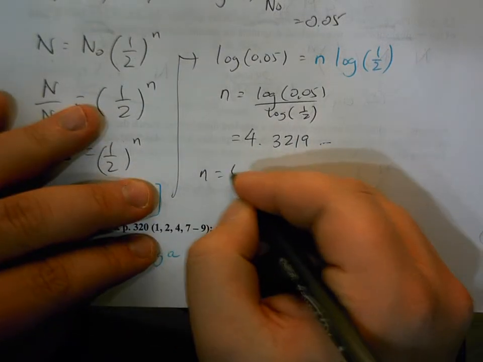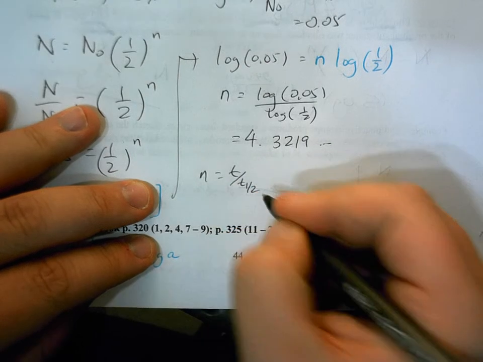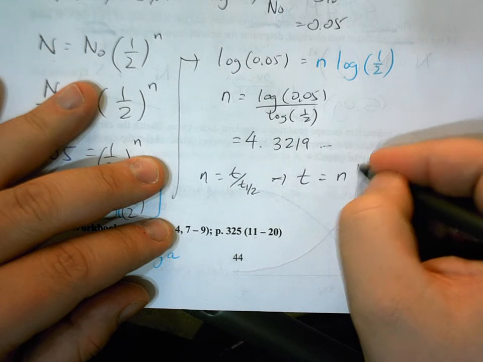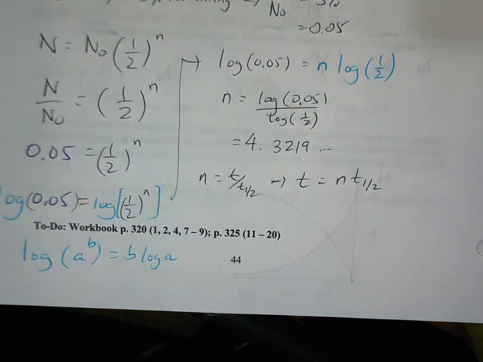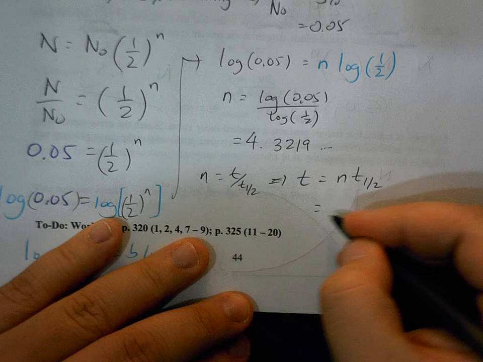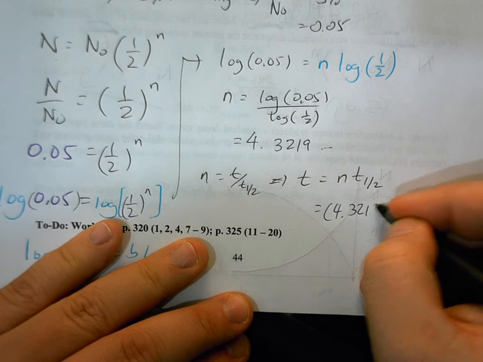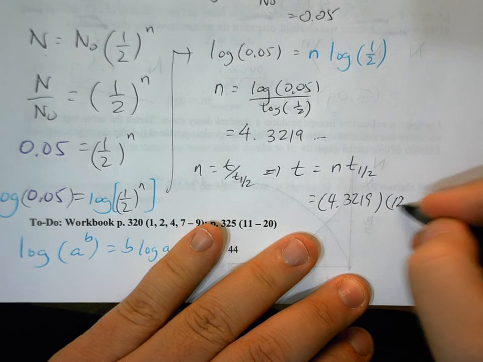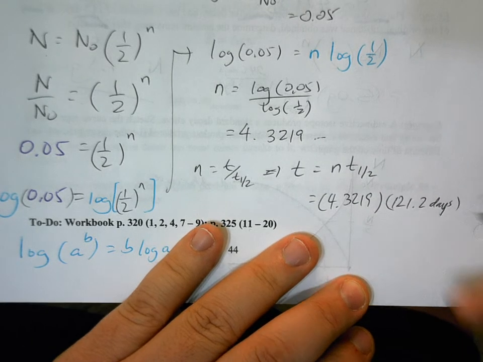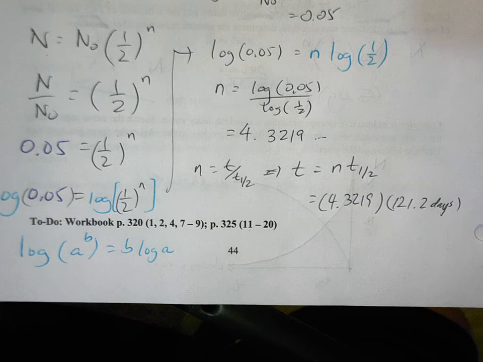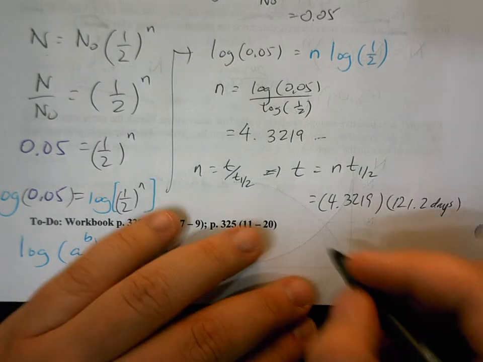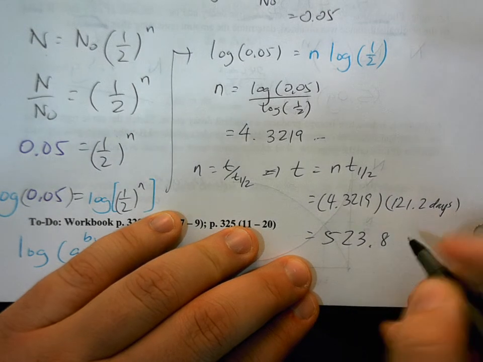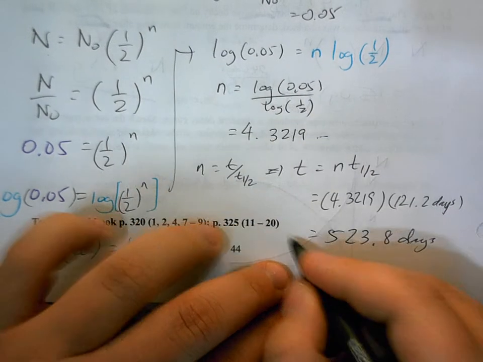So if we know that n is t over t-half, the time this is going to take is the number of half-lives multiplied by the half-life. So we have 4.3219 half-lives, and then the half-life we're told is 121.2 days. So the last step, we're going to multiply by that 121.2. So we're going to get about 523.8 days.